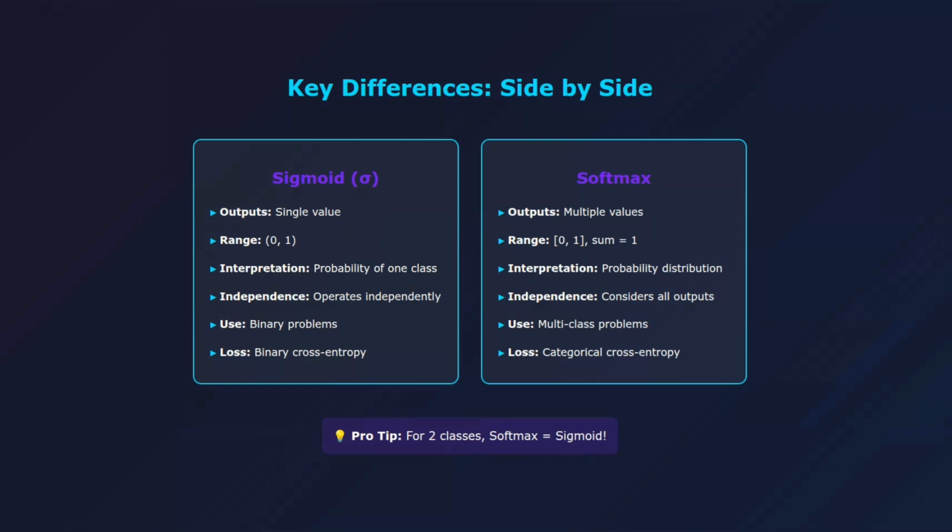And here's a crucial point. For a two-class problem, Sigmoid and Softmax are actually equivalent. Softmax with two classes reduces to Sigmoid. Let's clear up some common misconceptions.